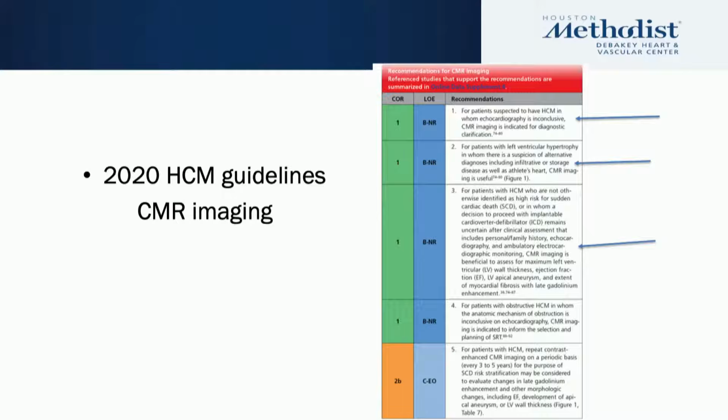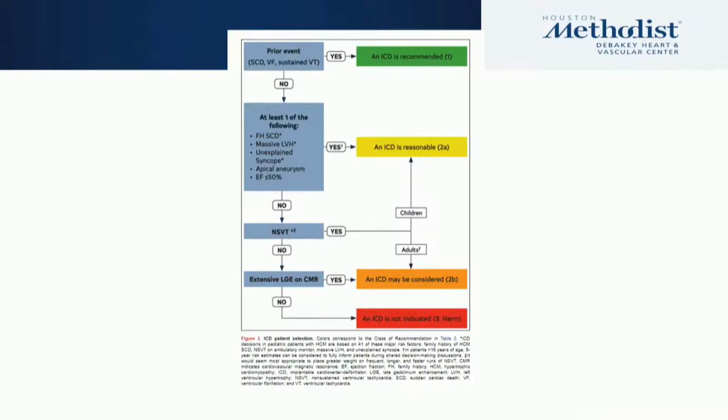For MRI, what are the HOCM guidelines, and when is MRI indicated? It's indicated when the echo is inconclusive, class 1. It's indicated when you're suspecting infiltrative disease. So our colleague, the cardiologist who referred him, was right, basically, because he was suspecting an infiltrative disease at the time. And basically, if you have other findings, you need more features to support whether you give the patient an ICD or not.